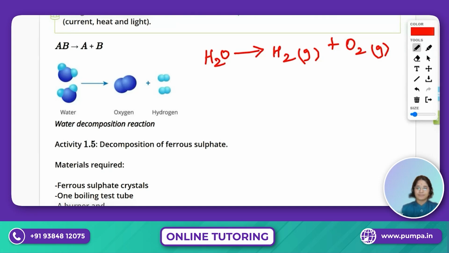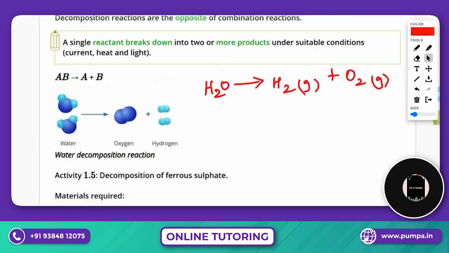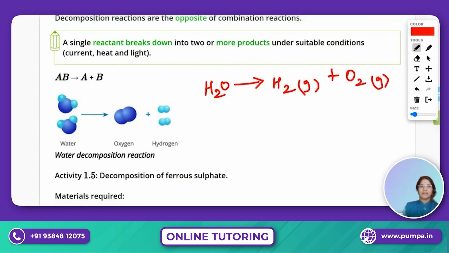Yes, Rakshanya. Ma'am, can you show the definition of decomposition reaction? Yeah, sure. Okay, so a single substance breaking down into two or more simpler products under some suitable conditions, which is very important. Will it break down easily just like that? No, there needs to be some external energy. What types of external energy? Current, heat and light. Okay, so these are the three suitable conditions for a decomposition reaction to happen.